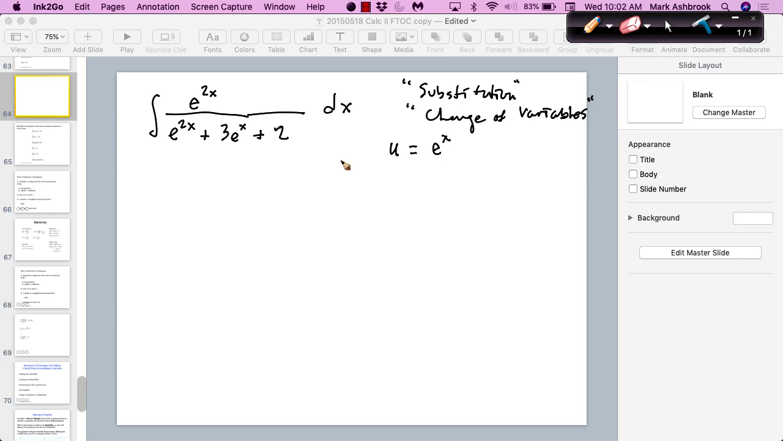So then I've got e to the x, so that would be u. What would e to the 2x be? That would just be u squared, right? And so then the last thing I need, when I switch it from x into variable u, is to know what this dx is. Okay, so here's where we can use our rate of change. What is the rate of change of e to the x?